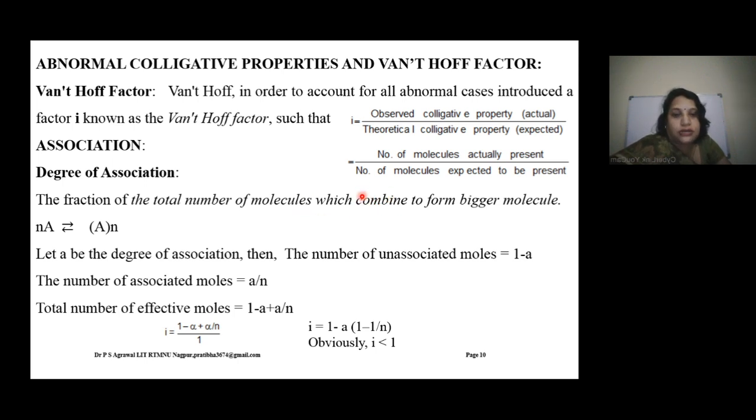So association occurs, and the degree of association is the fraction of the total number of molecules which associate to form bigger molecules. We can consider this equilibrium: n solute particles associated to form A, n times. Suppose alpha is the degree of association, then the number of unassociated molecules will be 1 minus alpha, and the associated molecules will be alpha by n. Total moles will be this one. i can be calculated by this method. So we can use such an expression or method for calculating the abnormal colligative properties.